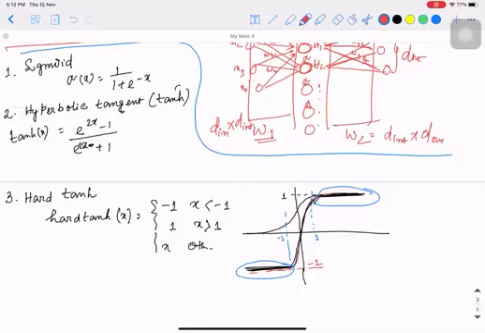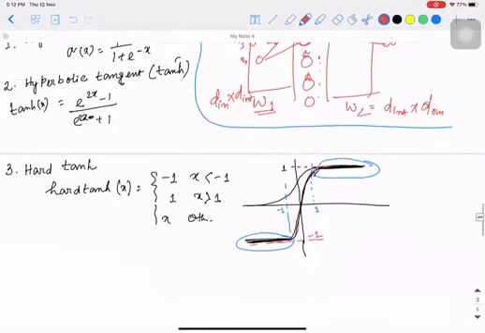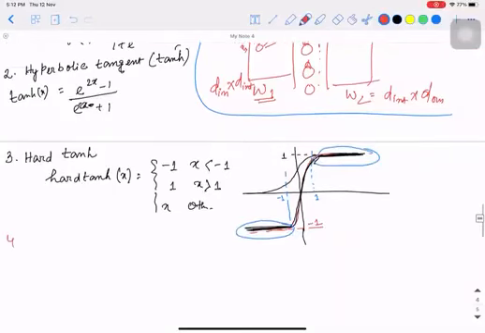The other activation function that we generally use is called rectified linear unit, or ReLU.